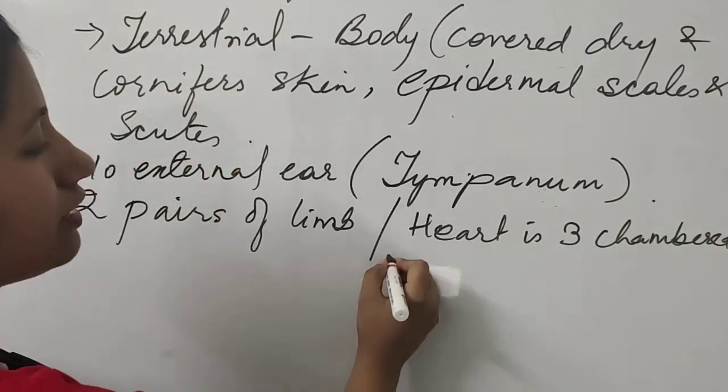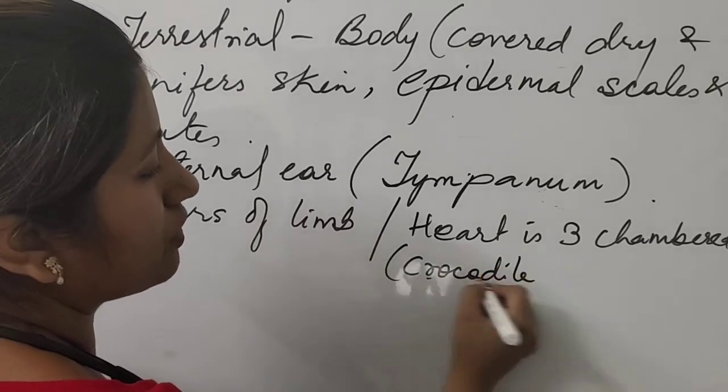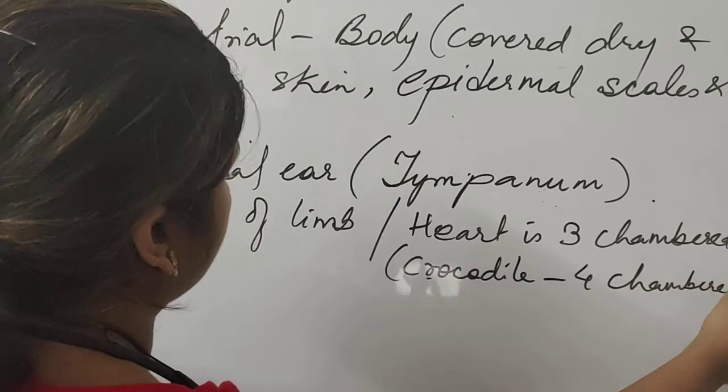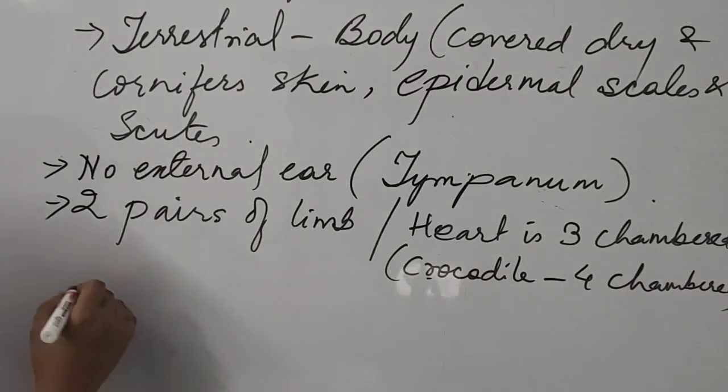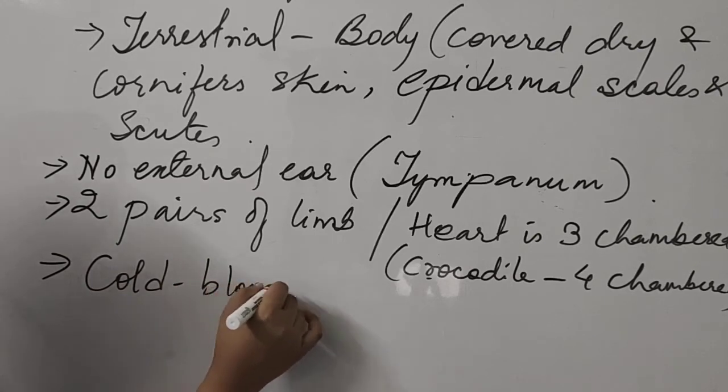But crocodile has a four-chambered heart. That is an exception. Crocodile is a reptile. So crocodile has a four-chambered heart. Okay, and they are poikilotherms. Poikilotherms means cold-blooded.